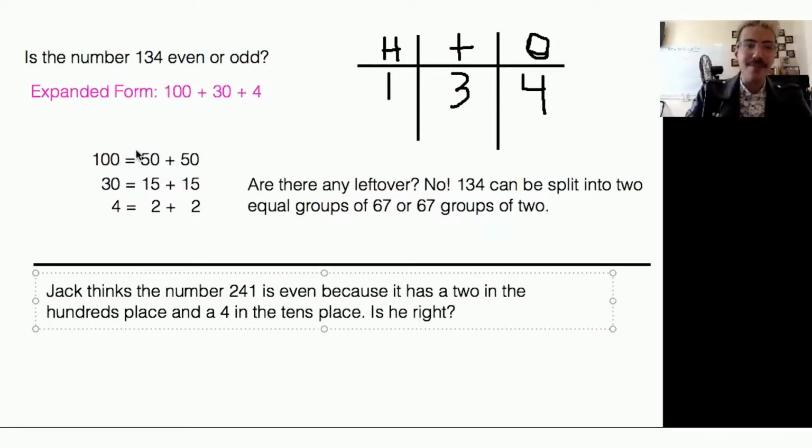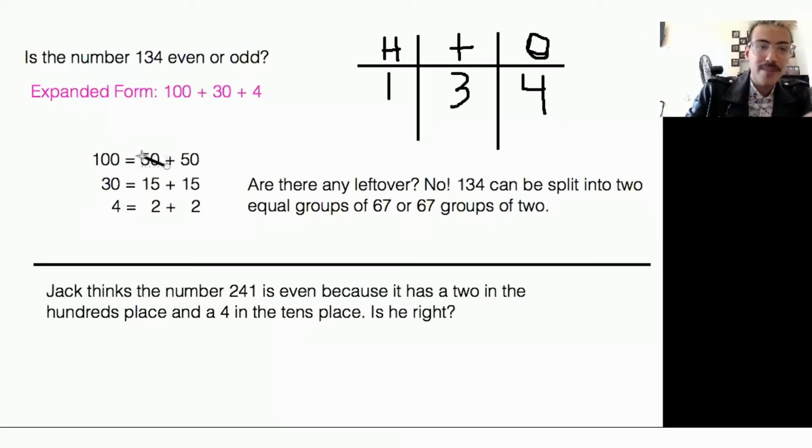How did I get 67? Well, the 50 plus 50, the 15 plus 15, the 2 plus 2. I look at this number. This is my number. These are the 2 different groups.